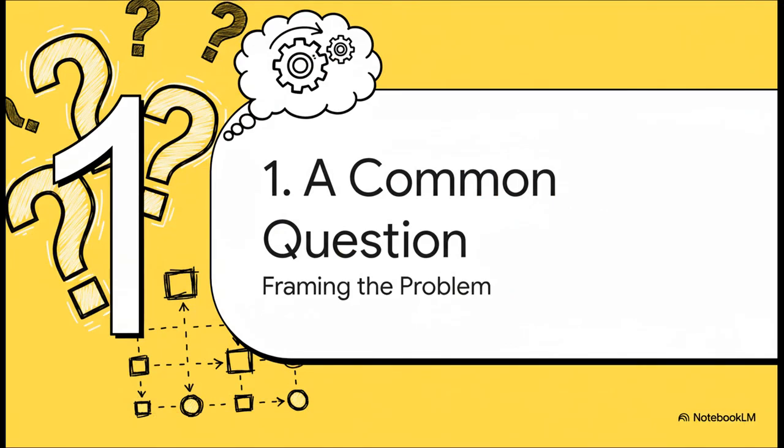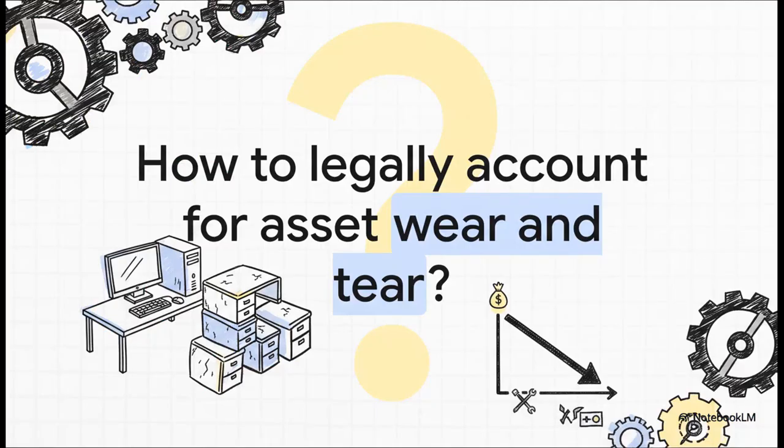All right, let's kick things off by looking at the core problem that Section 41 really aims to solve for every single business out there. Think about it. Whether it's your factory machinery, your office computers, or even the furniture, none of it lasts forever, right? That loss in value is a very real cost to your business. The legal way to account for this is through something we all know, depreciation. And claiming it correctly is absolutely fundamental to figuring out your true taxable profit.